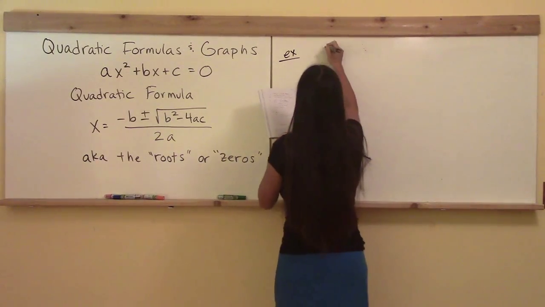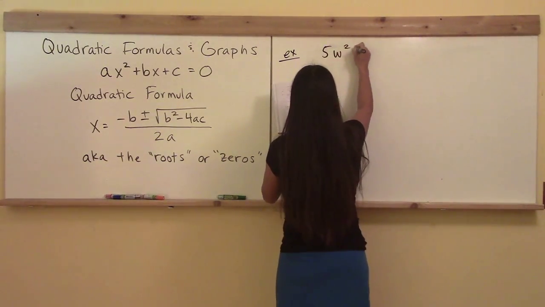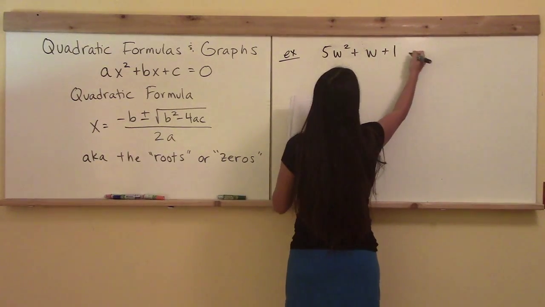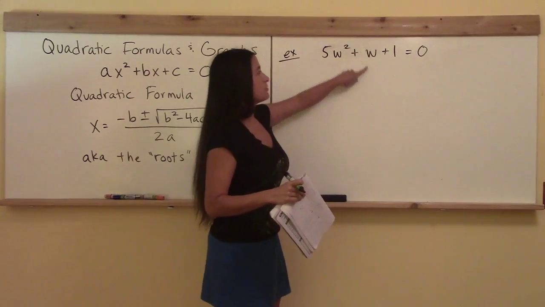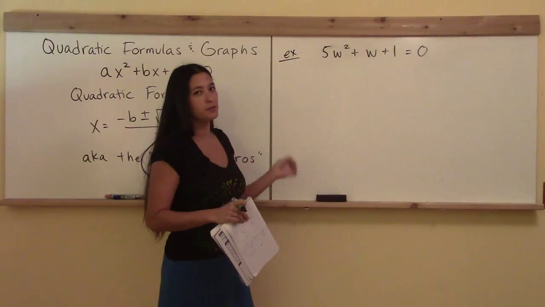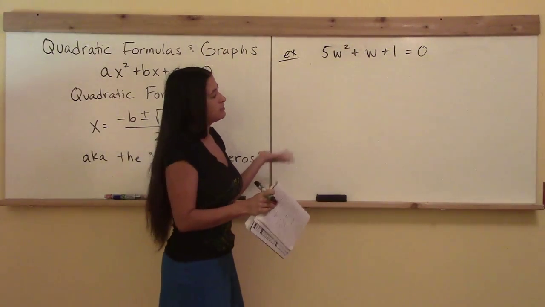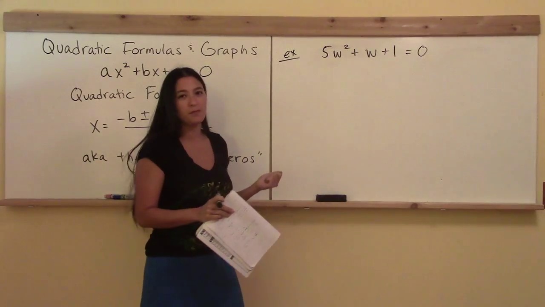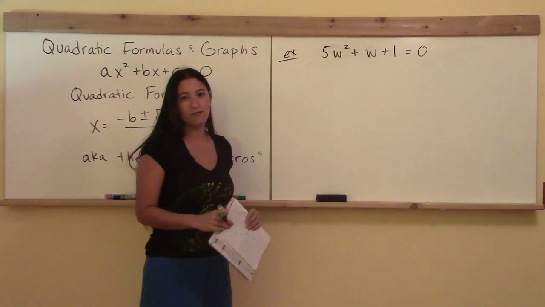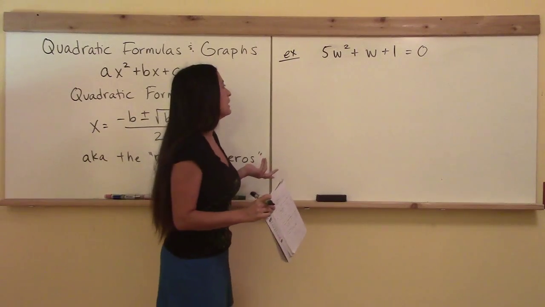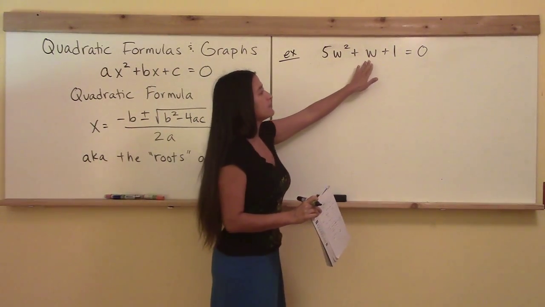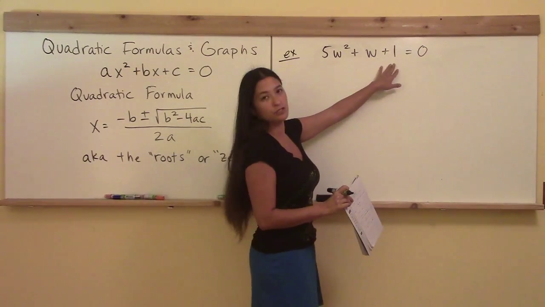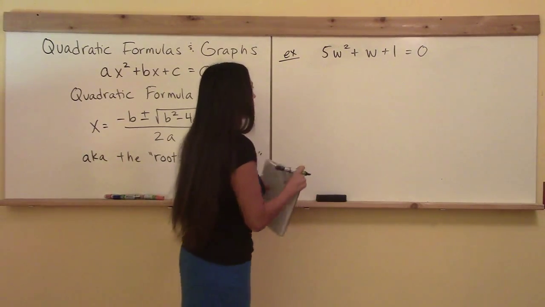Okay, so new example, 5w squared plus w plus 1 is equal to 0. Now you can see that I've replaced the letter x with the letter w. That's because depending on different applications or word problems, you might be using a different variable: w, t, x, y, z. It's all the same as long as you have the square of it and then the linear term and then here the constant term. And you can still do it, okay?